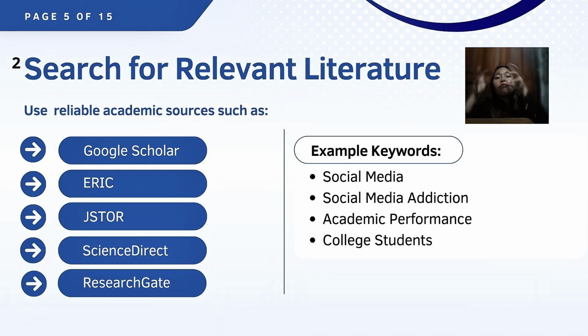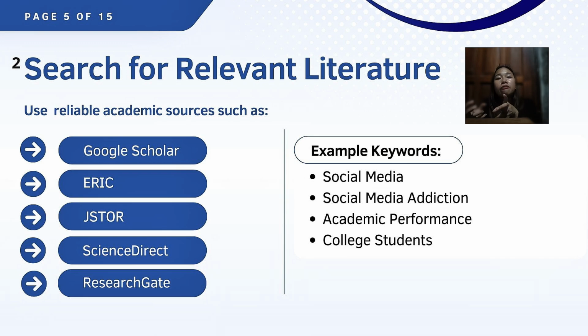Now, if you don't find enough results, don't worry, you can use synonyms or related terms. For example, instead of searching academic performance, you can also search academic achievement or student performance. Remember, the goal isn't to collect the greatest number of articles. The goal is to find the most relevant and reliable sources that are connected to your study.